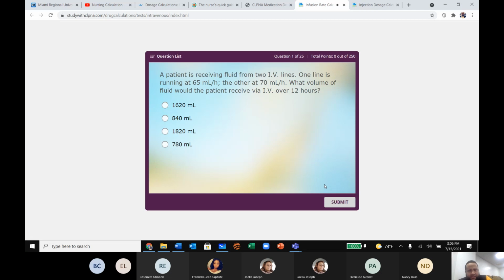Okay, this is IV infusion. The patient is receiving fluid from two IV lines. One line is running 65 ml per hour and the other is 70 ml per hour. What volume of fluid would the patient receive IV over 12 hours?